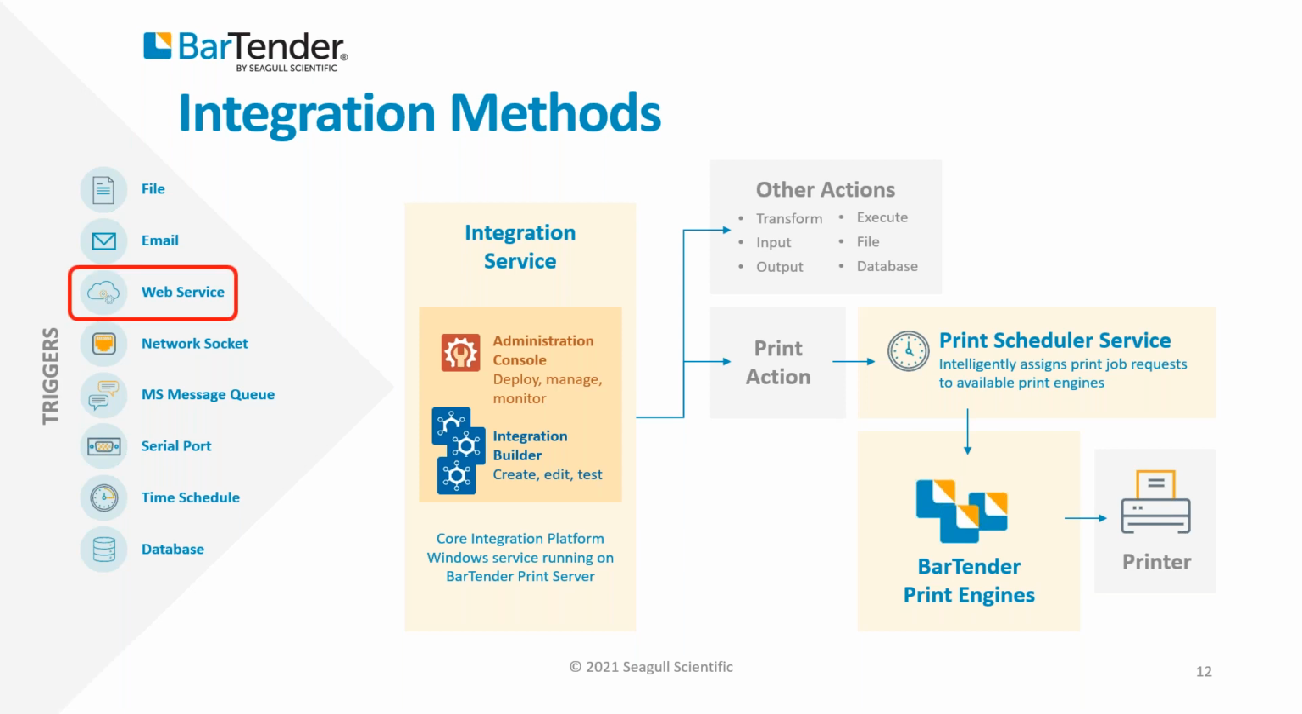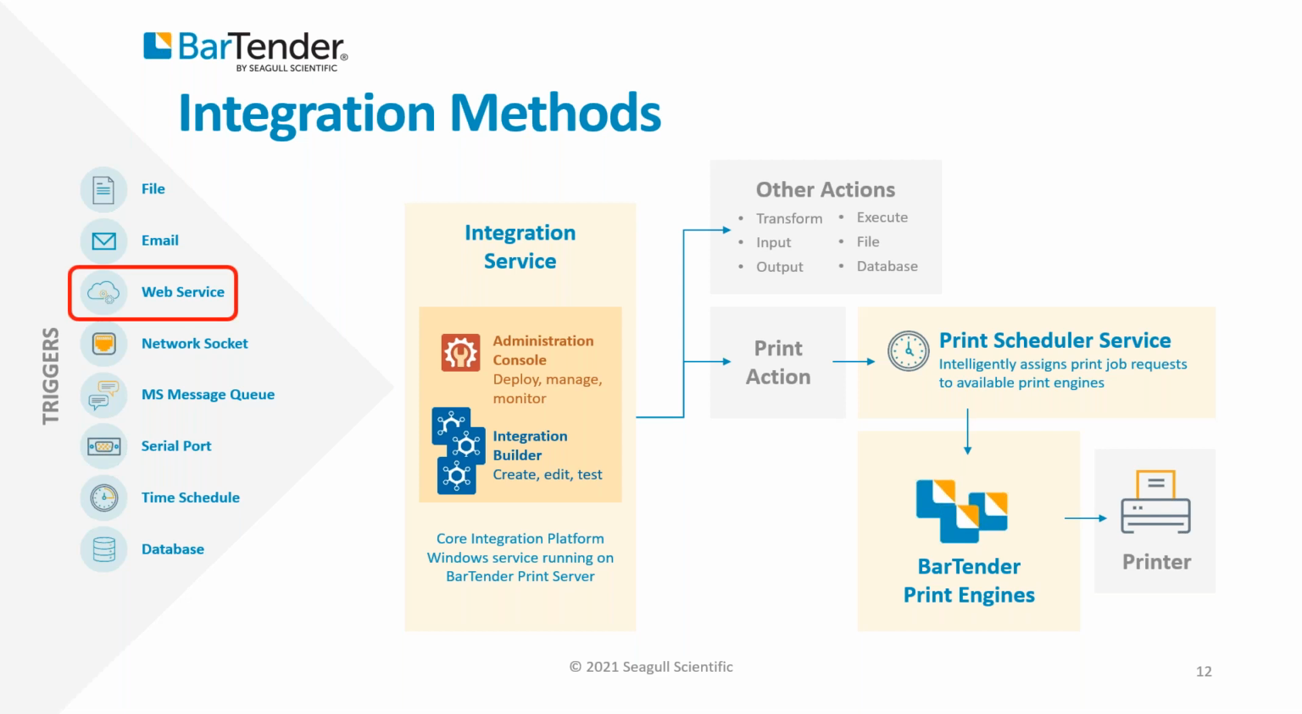Why web service? Web service is the fastest growing trigger that we come across when people are wanting to automate. And that's because we are moving. If you're not already in a cloud world, you are going to be there soon. So a lot of these systems that BarTender is going to be talking to, they have web service capabilities.